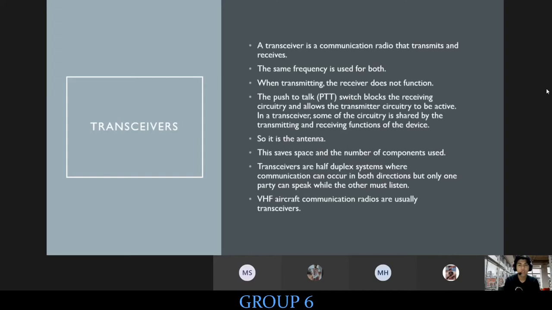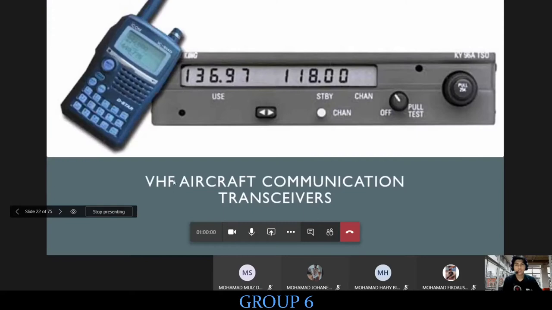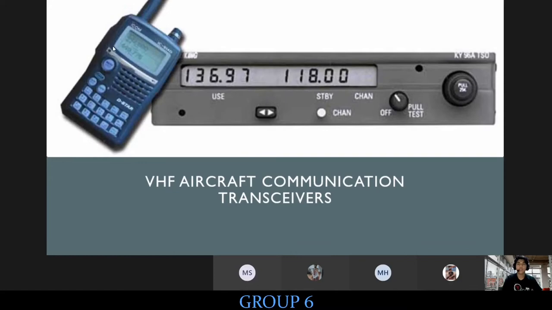Transceivers are half duplex systems, where communication can occur in both directions, but only one party can speak while the other must listen. VHF aircraft communication radios are usually transceivers. So this is an example of a VHF aircraft communication transceiver. This is like your walkie-talkie. The button you push to talk: when you push, you will transmit, and when you release, the receiver circuitry will be on. So that's all for me.